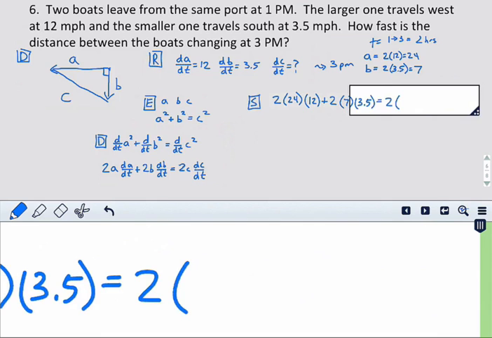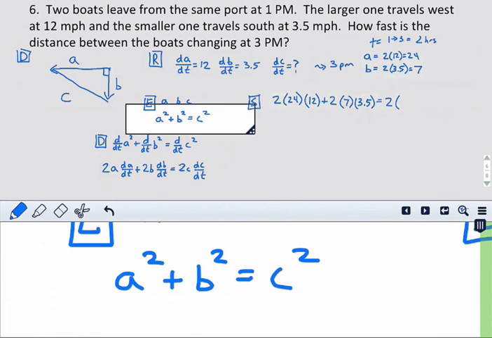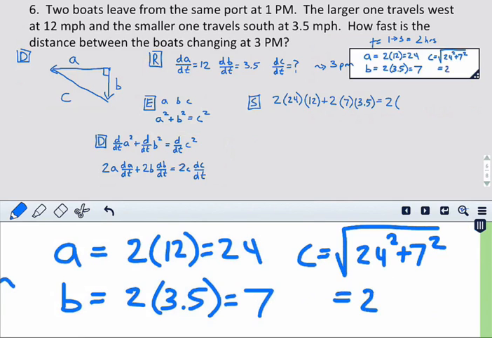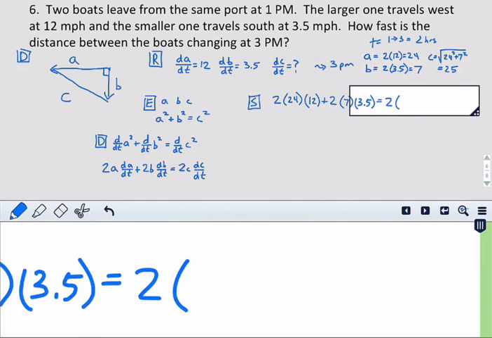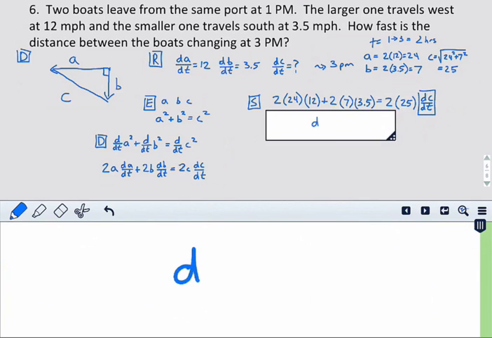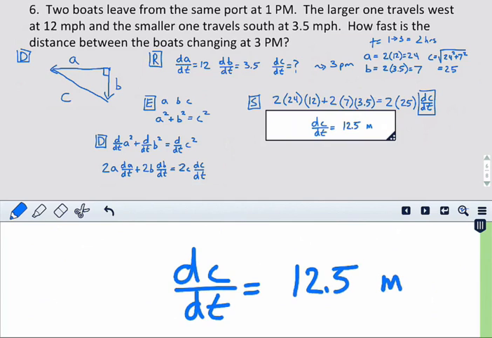Well, we can also find C at 2 hours, because we know that A squared plus B squared equals C squared. So C is going to be the square root of 24 squared plus 7 squared. So in this case, it is going to be 25. So you could have remembered the Pythagorean triple, or just used the Pythagorean theorem. At any rate, at 3 o'clock, C equals 25 miles. And this is going to be times dC over dt, and that is what we're looking for. And when we go ahead and solve for dC over dt, we're going to get 12.5 miles per hour.